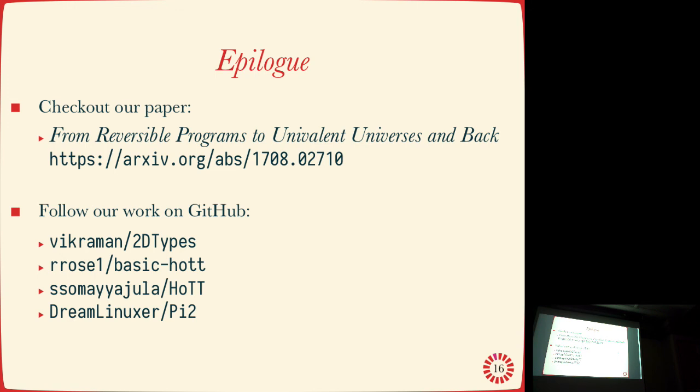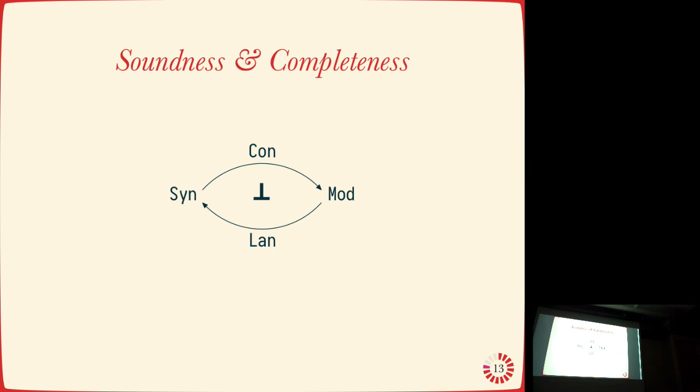Go back to the slide where you had the functors between syntax and models. It had diagram arrows. Did the names con and lan mean something particular here? Lan means the language functor, and con means the context. Ah, okay. I thought lan was like left Kan extension or something. I was curious. Okay, thank you.